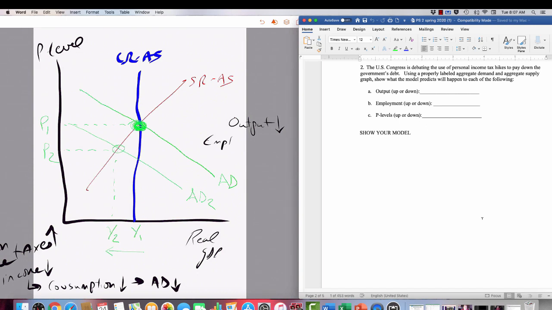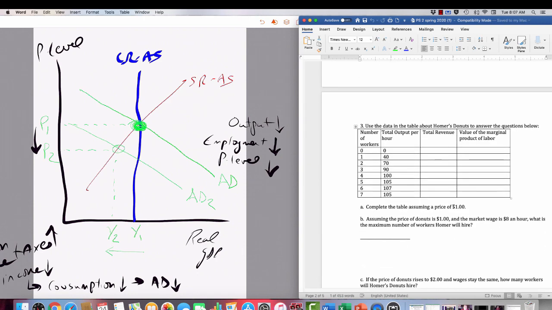The second question, you've got to pay attention to what you're being asked. You are asked about employment. So if output falls, that means you need fewer workers because you're producing less. So there will be more unemployment or less employment. Employment is what you are asked for here, so employment is going to go down. There will be fewer people working. And we also see changes in the price level. We go from P1 down to P2. So in this question, everything's going to fall. Output, employment, and the price level.